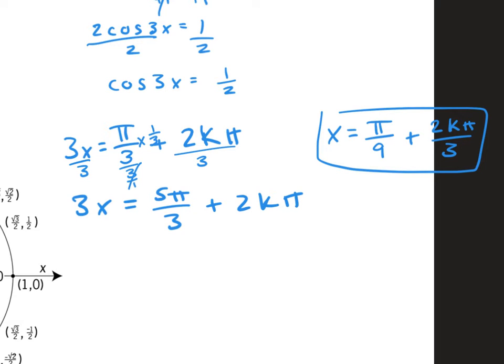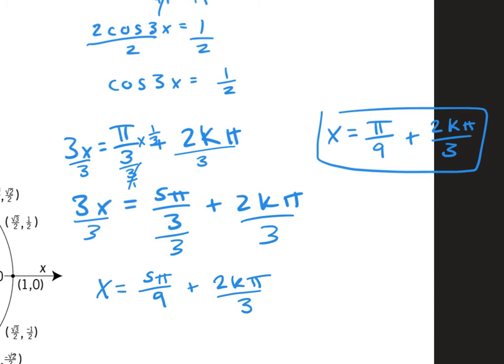And we do the same thing for the second one. So divide by 3. So x is equal to, how do we simplify 5 pi over 3 divided by 3? Perfect. So we get 5 pi over 9. And we can't simplify 2k pi over 3, so it's just 2k pi over 3. All right.